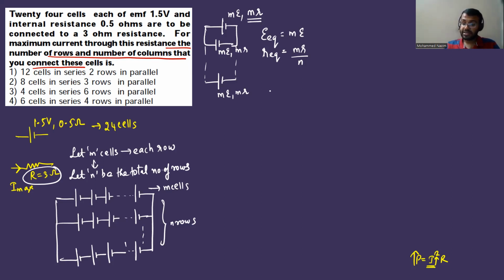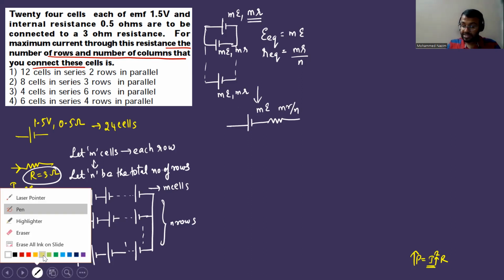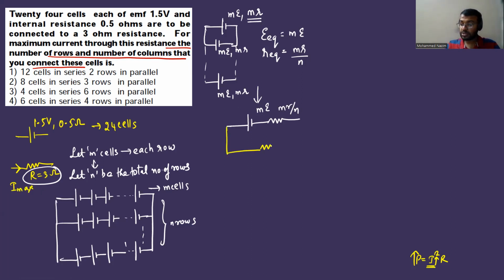Now you can replace this. I'll replace it by one cell whose EMF is ME, and one equivalent resistance, which is MR by N. Now I'll connect back my load resistance. What is the load resistance value? The load resistance value is equal to 3 ohm.